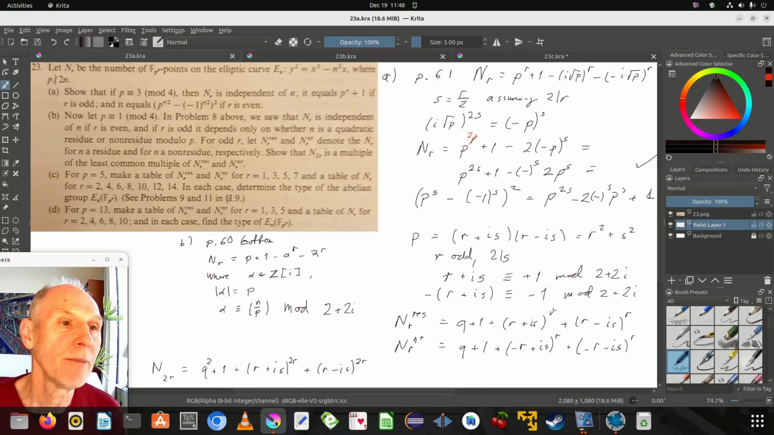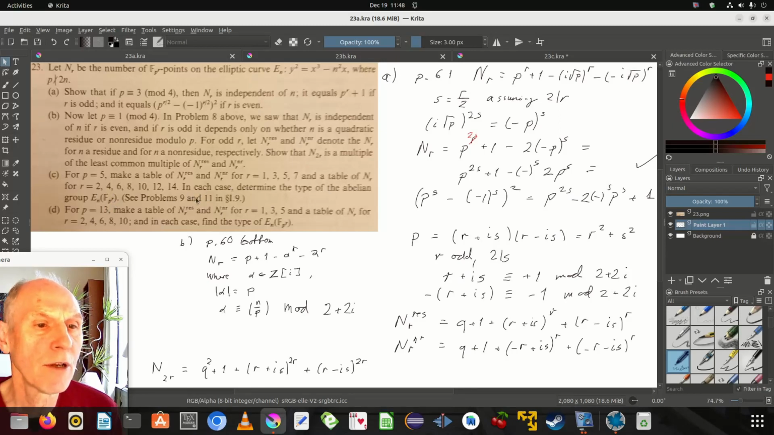Now going to c. We need a table and in each case determine the type of abelian group. Right. Now, I don't know why, I don't feel ready to start right away. It doesn't really, of course, the powers here become irritatingly large, but on the other hand, let's try and do it.